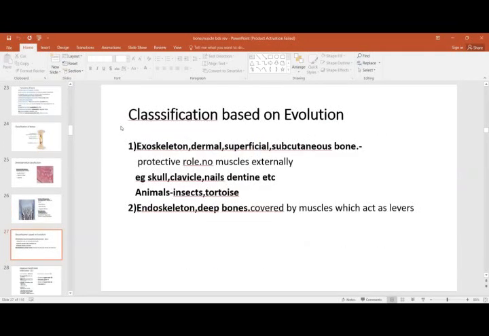Then you can classify them according to the evolution, whether it was exoskeleton or endoskeleton, and then how it converted. The bones can be classified this way because there are still certain bones which are exo and endoskeleton.